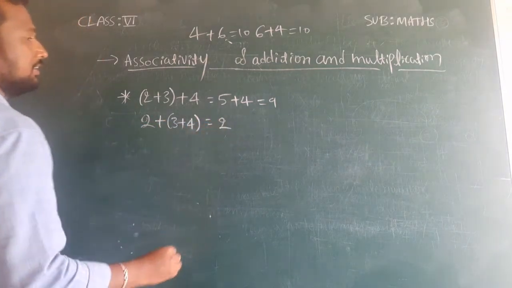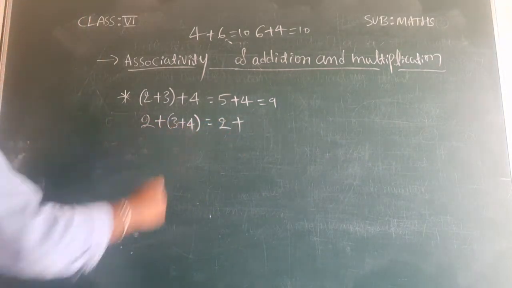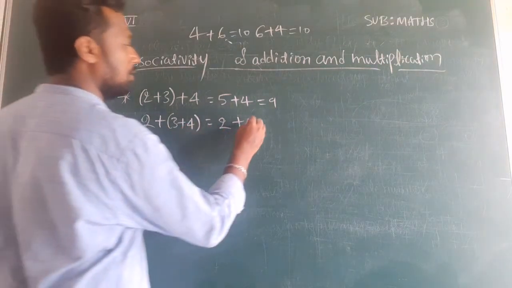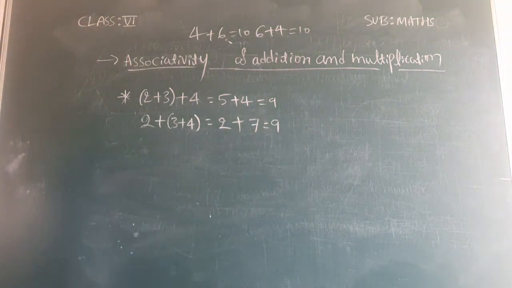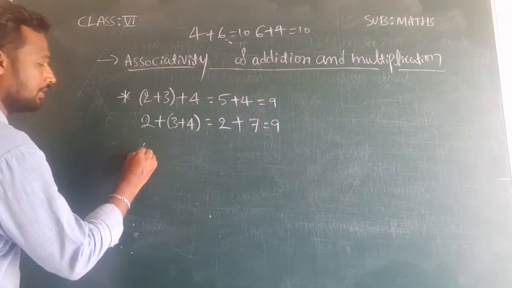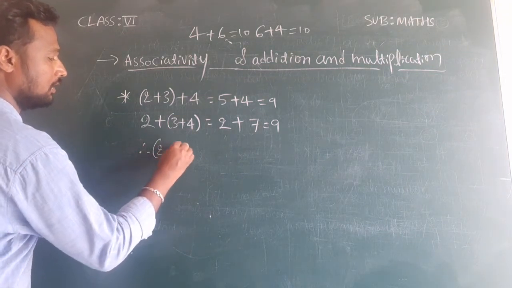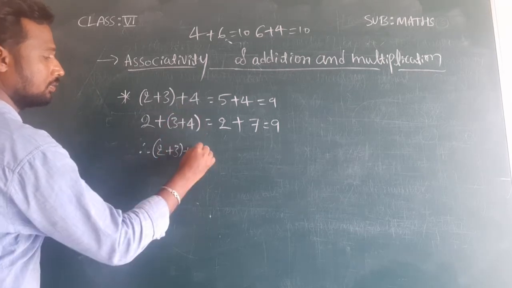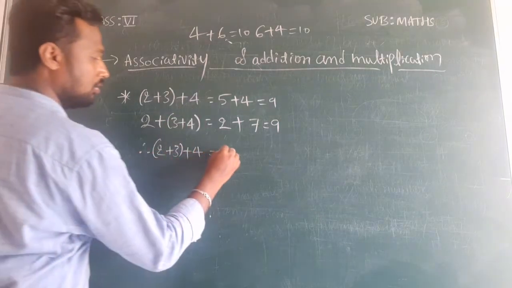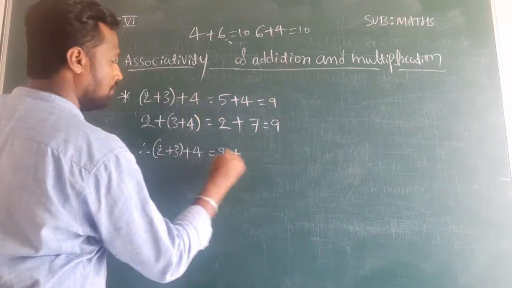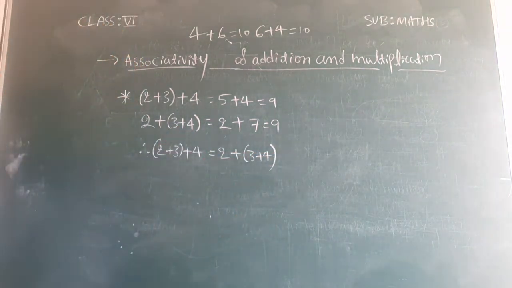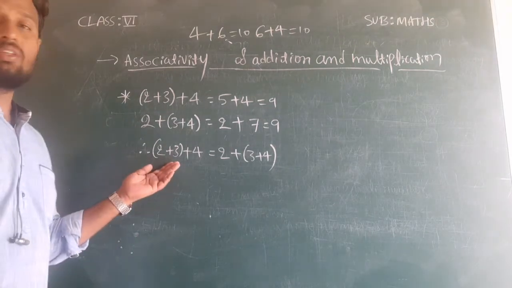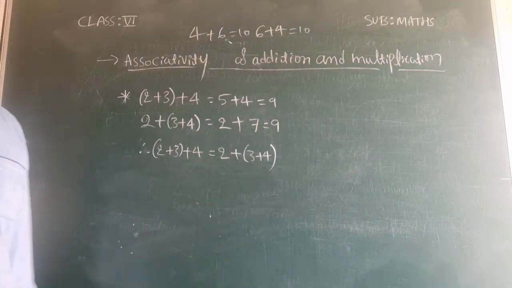And here 2 they have written outside the bracket. First I will write it as it is, plus. Now we will add values inside the bracket. So 3 plus 4 means what we will get? 7. So 2 plus 7, 9. Means in both cases we are getting the same answer, that is 9. Therefore you can write as 2 plus 3 plus 4, and here 2 we have written outside the bracket, plus 3 plus 4. So if you add these whole numbers in any order, you will get the same answer.